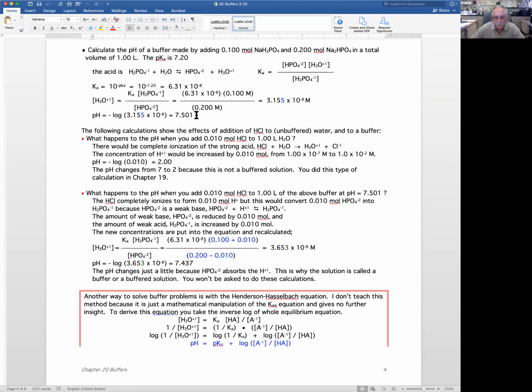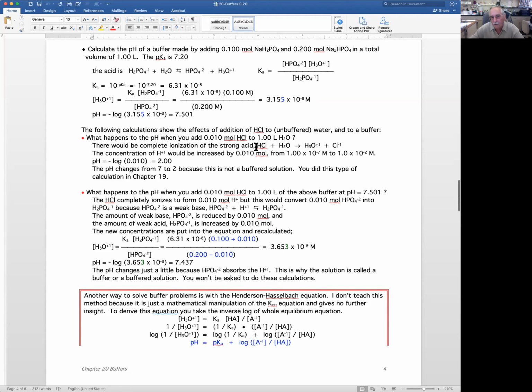So let's do a couple of examples here. What happens to the pH when you add 0.01 moles of HCl to 1 liter of water? Now water is at pH 7 and it's unbuffered. Okay, so here's what happens. It's complete ionization. So I'm adding 0.01 moles of the acid. So what is the pH of 0.01 moles? It is pH 2. So the pH of water dropped from 7 to 2, that's 5 pH units, because it's not buffered.